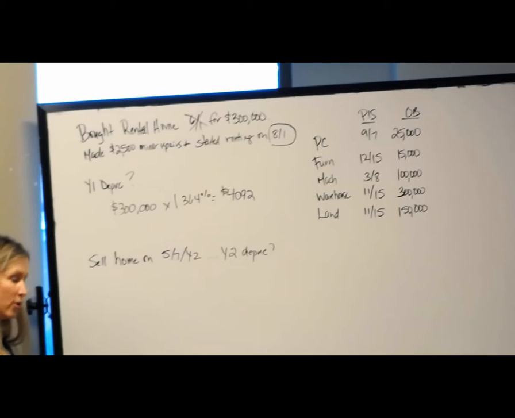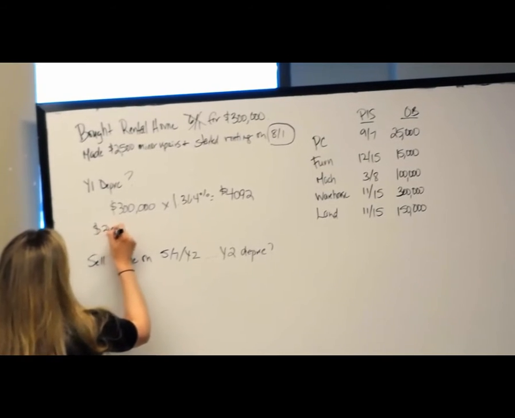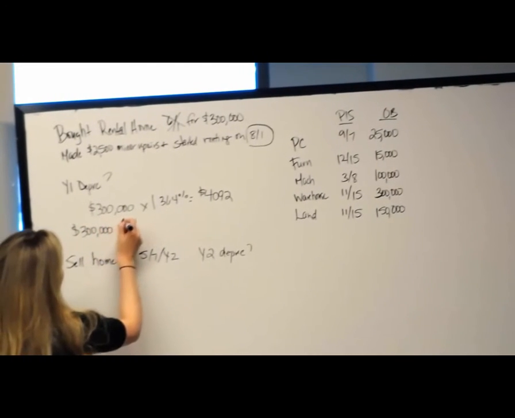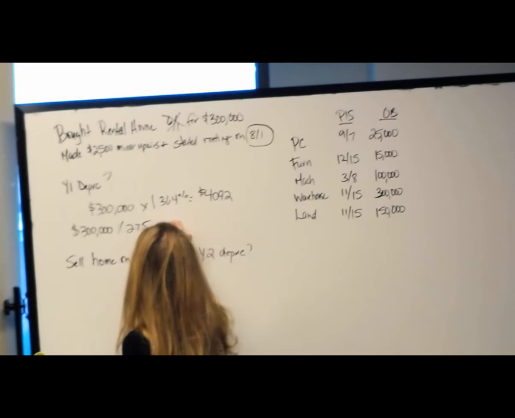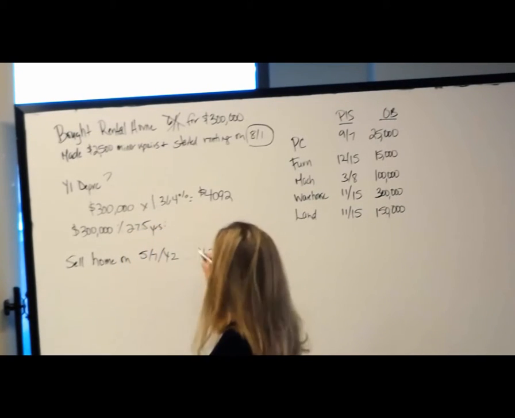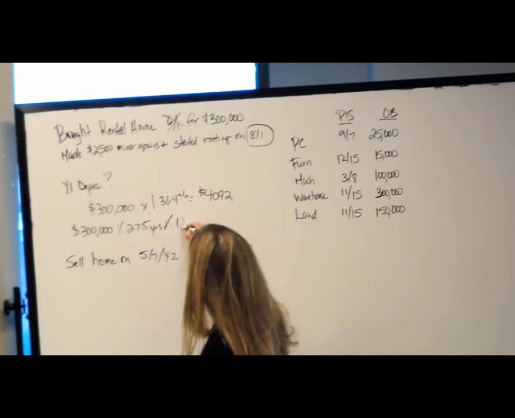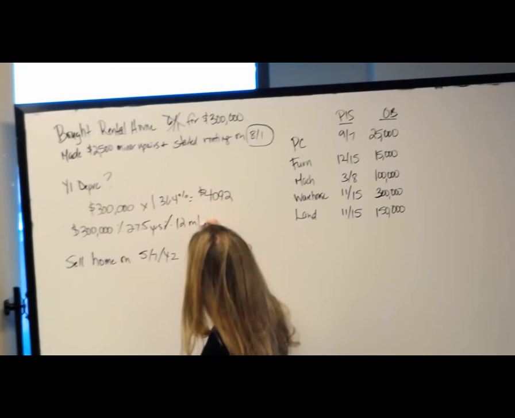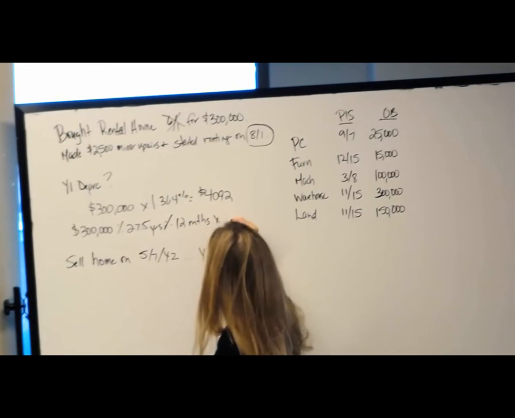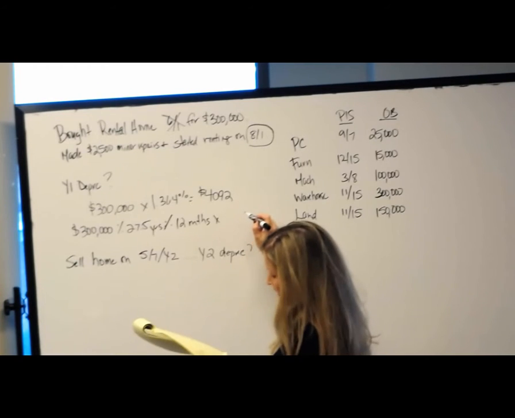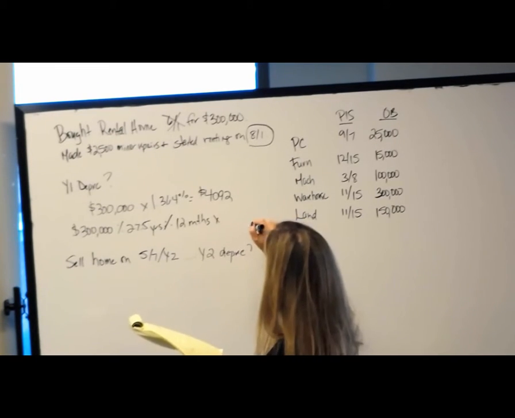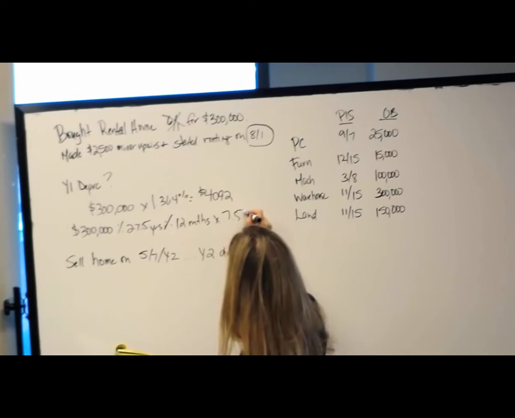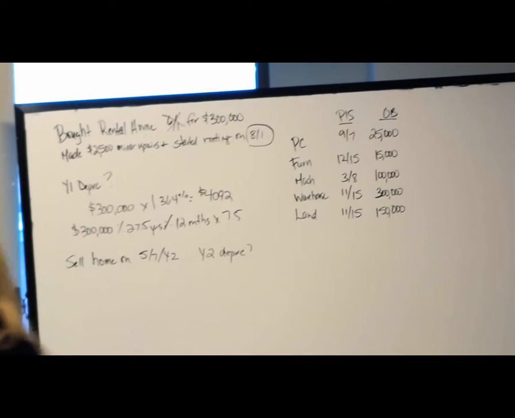Guys, if you're not comfortable with the tables, again, this is straight line. You could say to yourself, well, $300,000 divided by 27.5 years, okay? Break it down to an annual amount. And then you could further divide that by 12 months in the year. And then multiply it times 7.5.